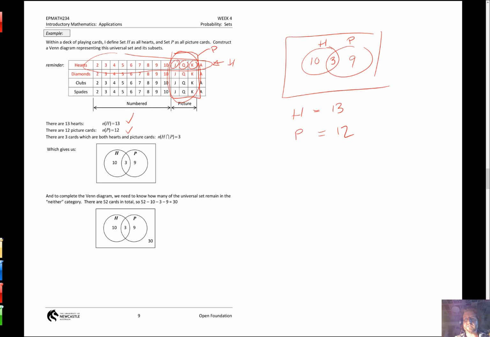So let's look at what we've got so far. We've added up 10 plus 3 is 13 plus 9 is 22. We're talking about a set of cards. I know there are 52 cards in a standard set of playing cards, which means there must be 30 cards out here that aren't hearts and aren't picture cards. Hence, that's how we got here. 10 in the H, 3 in the both, 9 in the P, well really 12 in the P and 13 in the H, and 30 out there. Okay, so cards can go into Venn diagrams too.